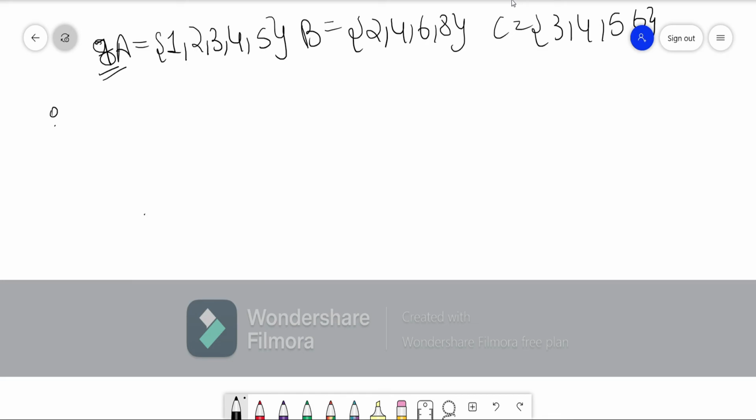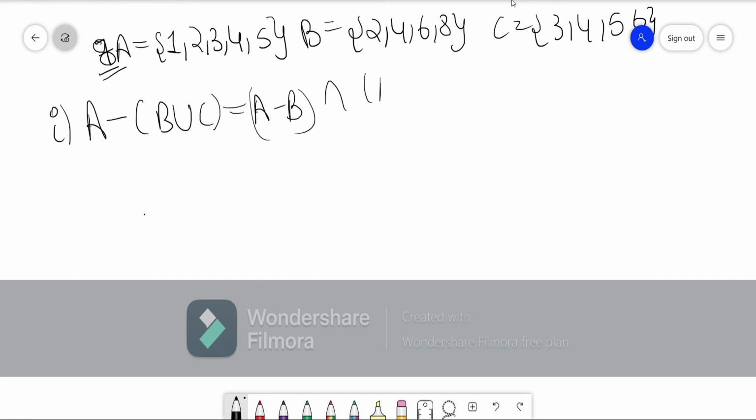So the first part is A minus (B union C), which is equal to (A minus B) intersection (A minus C), right? So first let's find out A minus (B union C). What is B union C? Let's find out that set first. B union C means all the elements of B as well as all the elements of set C, right?